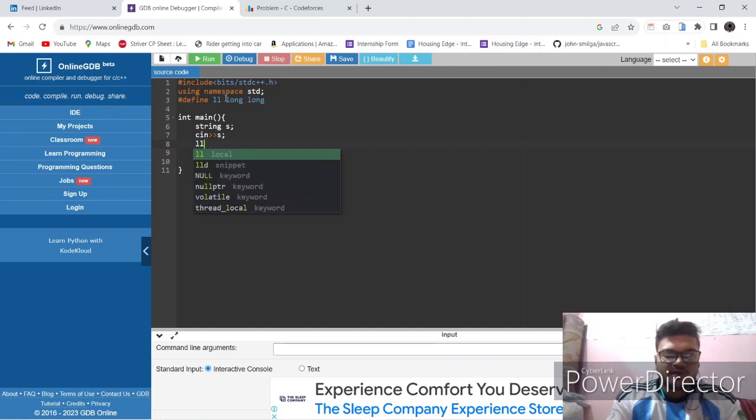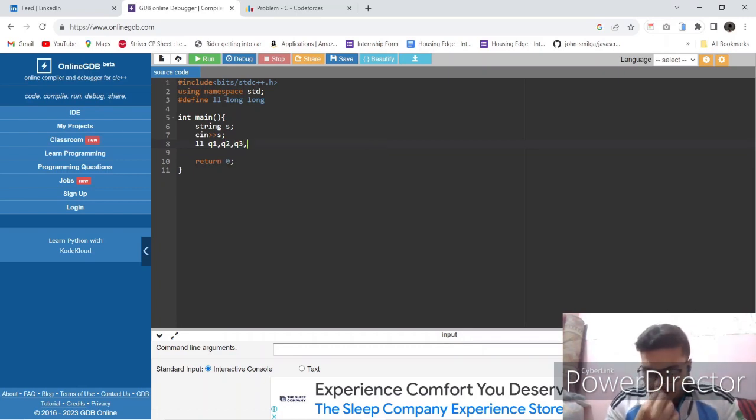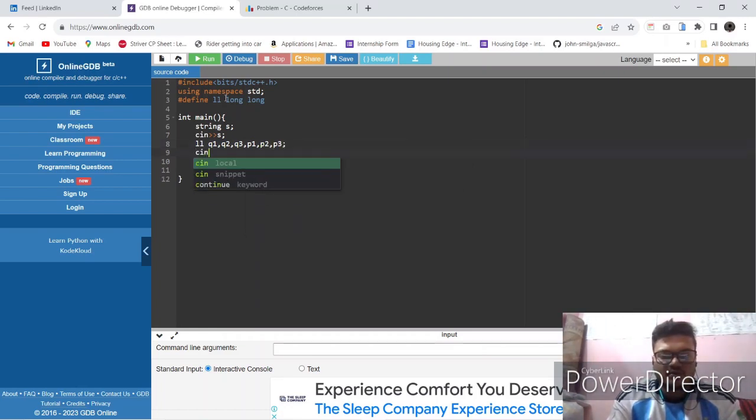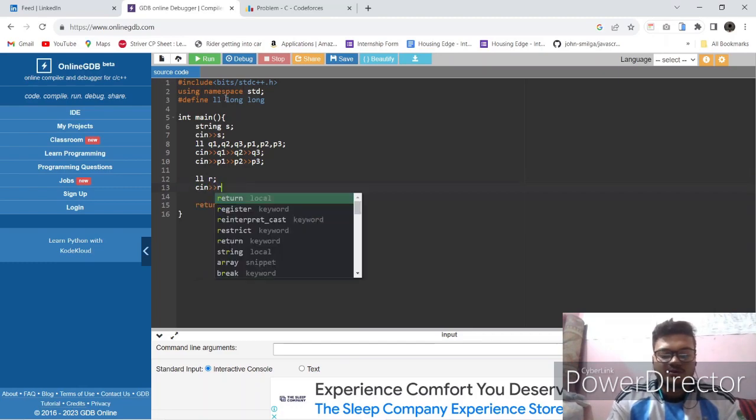For that we'll take long quantities Q1, Q2, Q3. This will be the quantity, and for the price it will be P1, P2, and P3. So cin Q1, Q2, and Q3. These are the quantities. Then the next line will be inputting the prices of each bread, each sausage, and each cheese. These will be the prices, and the third line will be the rubles that we have. Let's denote it with R, and then we'll cin R.